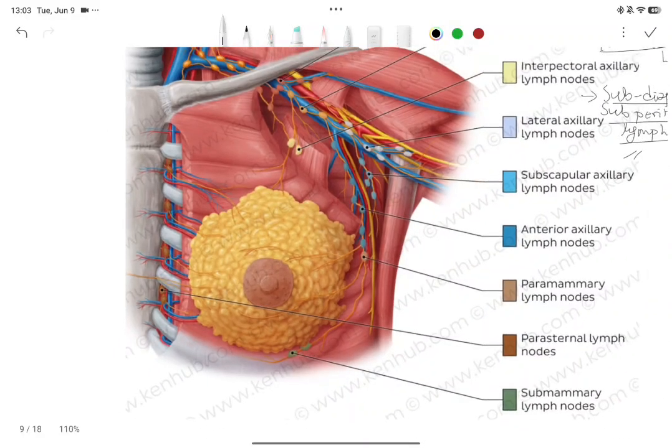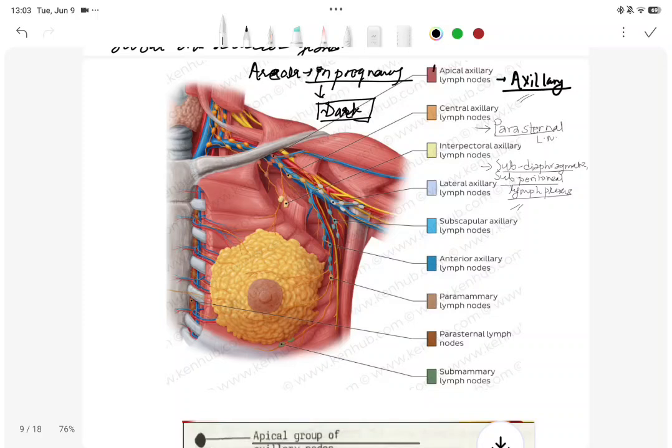Axillary lymph nodes चाहिँ कतिवटा हुन्छ है? 5 वटा हुन्छ के. There is the apical axillary lymph nodes, central axillary lymph nodes, and there is the lateral axillary lymph nodes, and there is the anterior axillary lymph nodes, and there is the posterior. कता गयो? Posterior छैन. So apical कतिवटा भयो? Apical, lateral, central, anterior, and the posterior.